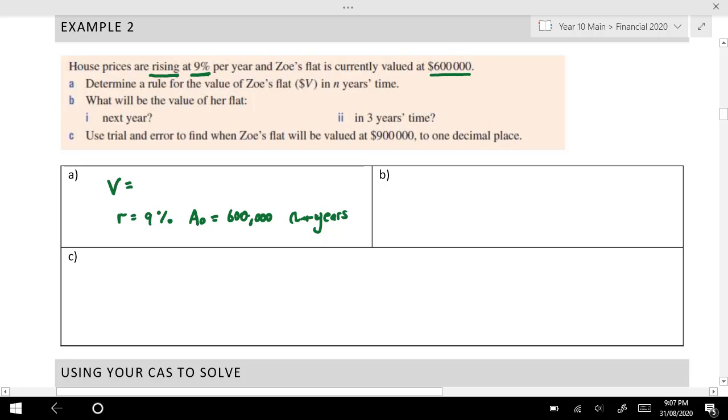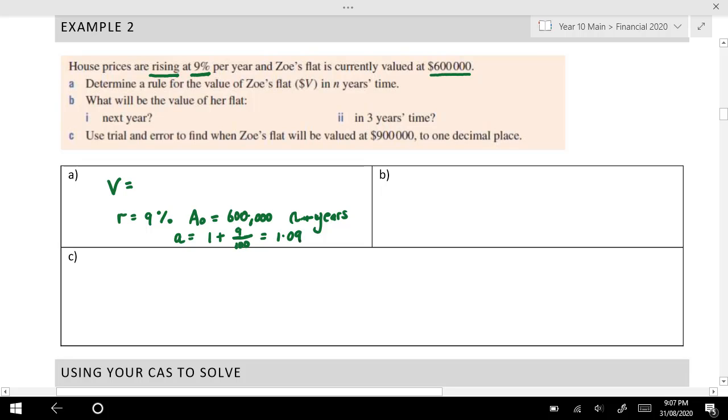All right, so now let's go ahead and work out what our growth rate is. Our growth rate is, well, it's 1. Is it rising? Yes, so we've used plus 9 over 100. Let's put that in, 9 over 100. Well, that's the same as 1.09.